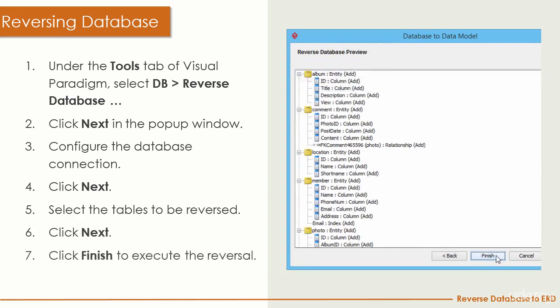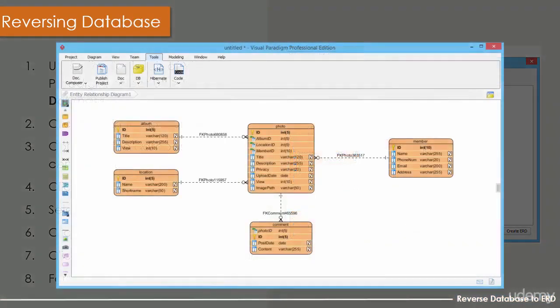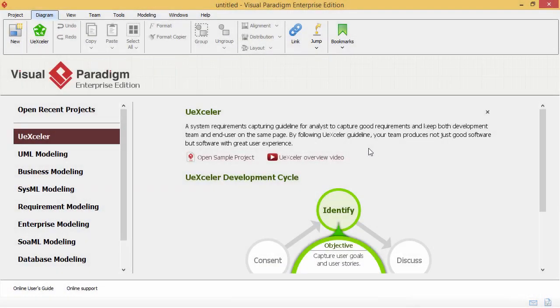Then click Next and Finish, and you can preview what you reversed. Then you can drag and drop the entities into the ERD, and you form a proper entity relationship diagram. Let me show you how to do it in Visual Paradigm.